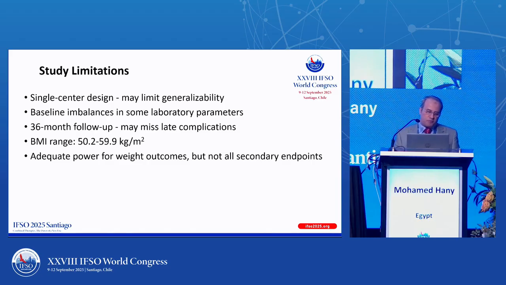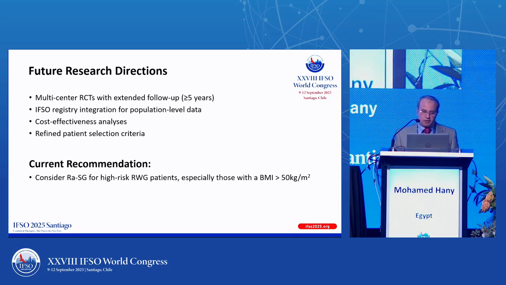And we have here a BMI range from 50 to 59.9, and maybe we need to test for higher, class 5 obesity. The study was adequately powered for weight outcomes, but not for all secondary endpoints. For our future research directions, we need to do multi-center RCTs with extended follow-up up to 5 years, and we need to integrate our data inside the IFSO registry. Maybe you can collect more insights. We also need to do cost-effectiveness analysis. By the way, the patients here didn't pay; our institute covered the cost. And we need to refine patient selection criteria.